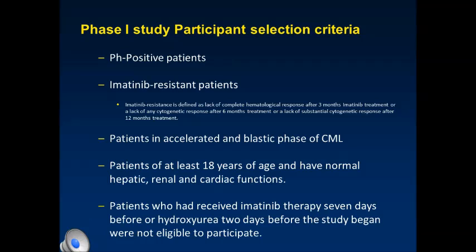Patients who were in blastic or accelerated phase of the disease were also included. Patients must be at least 18 years of age and have normal hepatic, renal, and cardiac functions. Patients who had received imatinib treatment or hydroxyurea treatment were excluded from the study, since these drugs may interfere with the function of nilotinib and it may interfere with the result of the study.